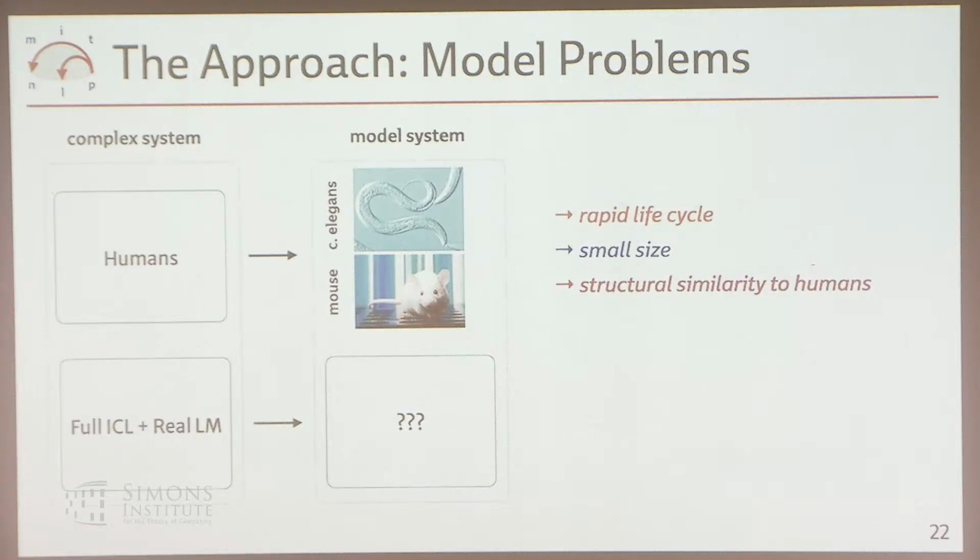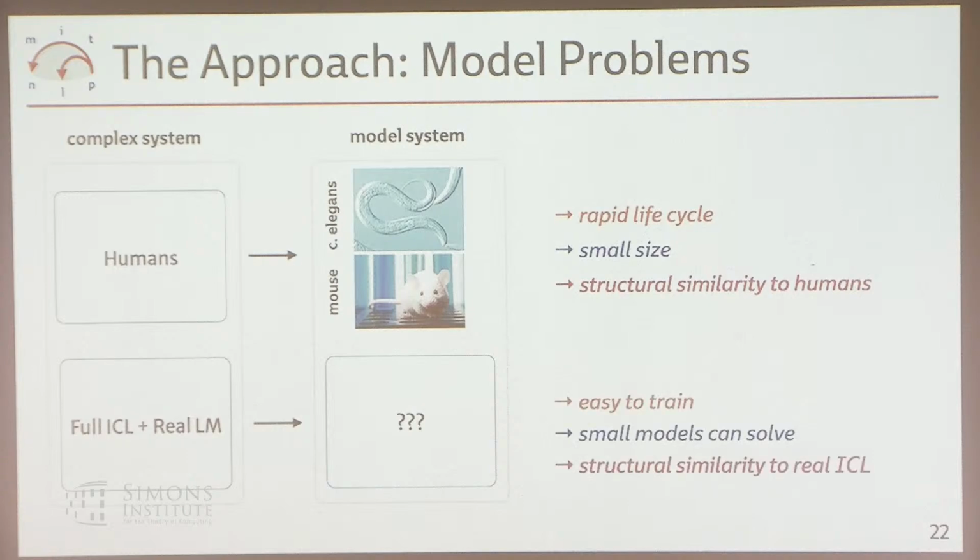These model problems, in my opinion, are analogous to model organisms in biology. Biologists also study model organisms before studying humans. They are small-scale organisms that can reproduce quickly. They are small in size, and most importantly, they have some structural similarity to humans. And for AI researchers, our challenge is understanding these complex language models. On top of this, each different in-context learning task can require different analysis. So to address this, or at least start on this question, we propose model problems that are easy to replicate and easy to train, but we need to make sure that these problems also resemble real in-context learning examples.